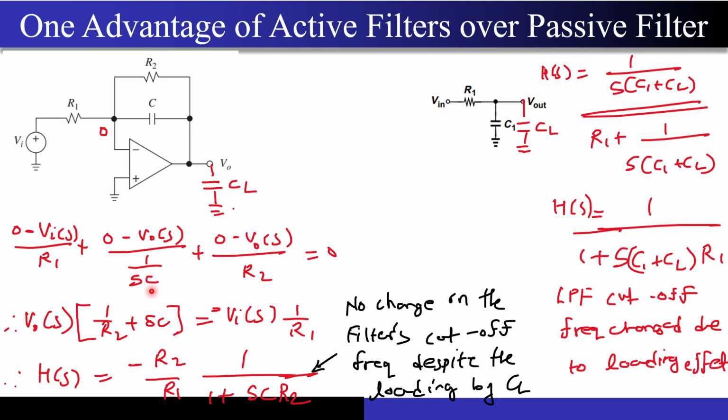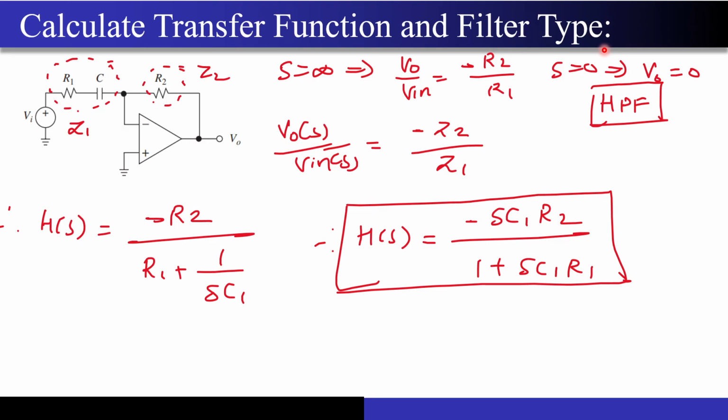And once you solve this, you are going to get the same expression. You can see that in this equation there is no role for this particular CL. What we can see is that the cutoff frequency of the active filter, despite getting loaded by the analog to digital converter, has not changed over here, but in case of the passive filter, it has actually changed, right? So this is one of the massive advantages of the active filter that you will get over the passive filter. Correct? I hope that part is clear.